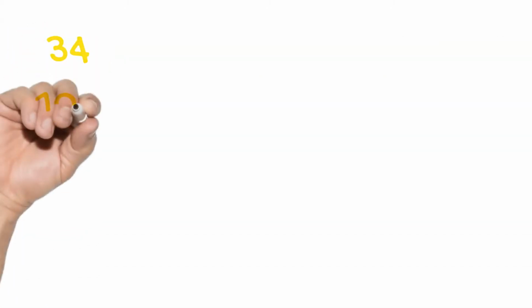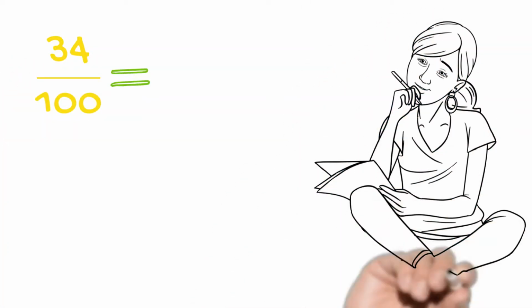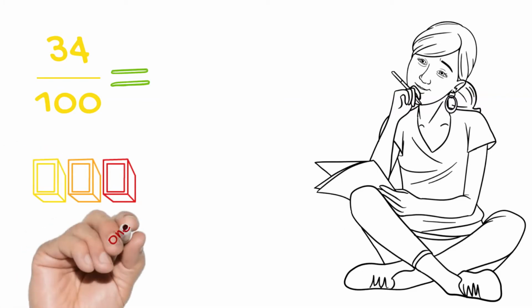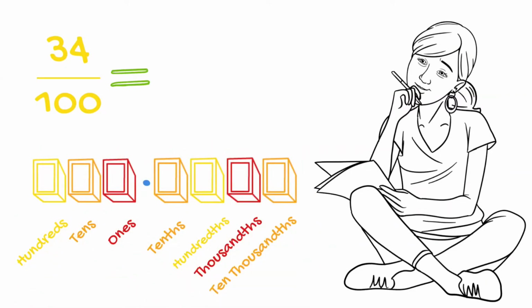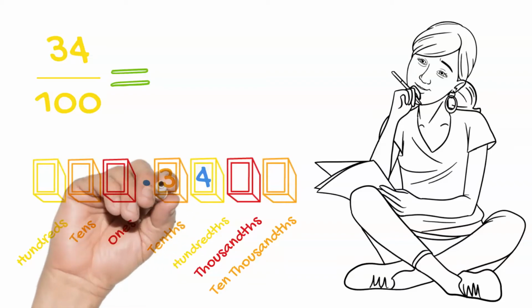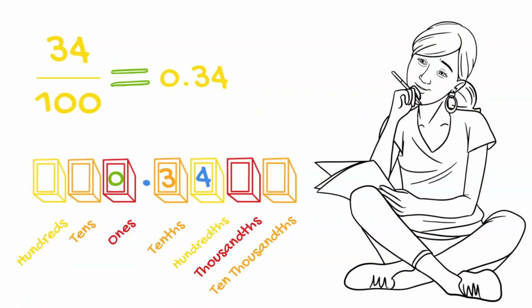Let's look at one more pattern to help you before we wrap up. Suppose you turn the fraction 34 over 100 into a decimal. How would you know which digit goes in each place value box? Since we're dividing by 100, just make sure the digit to the far right ends up in the hundredths box, 0.34. The value is 3/10 and 4/100.